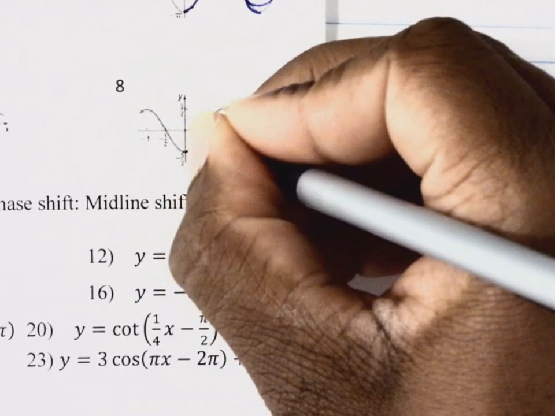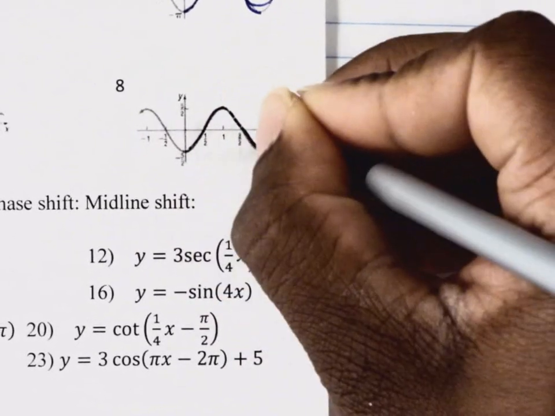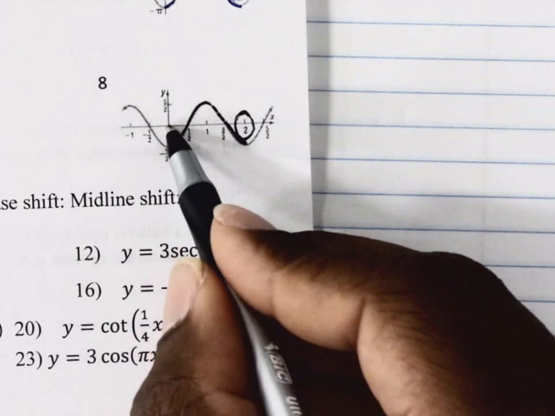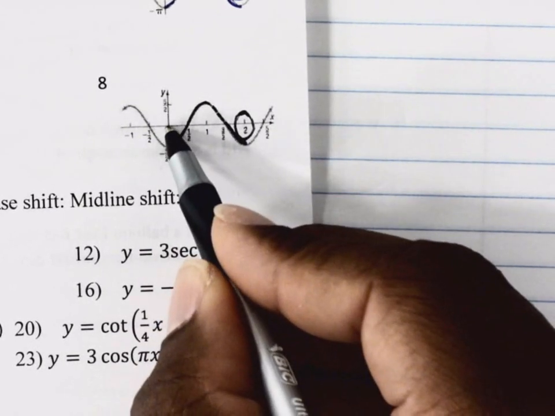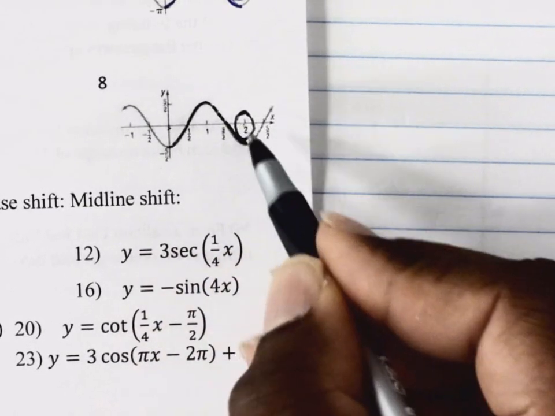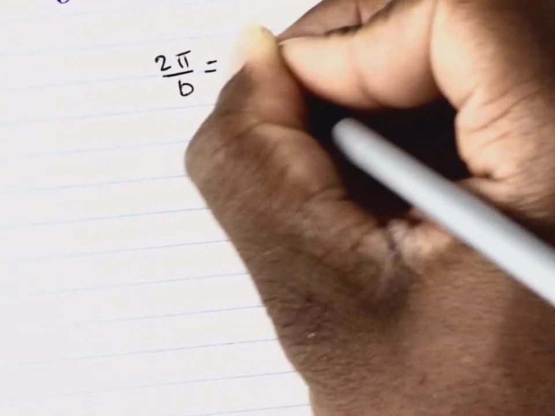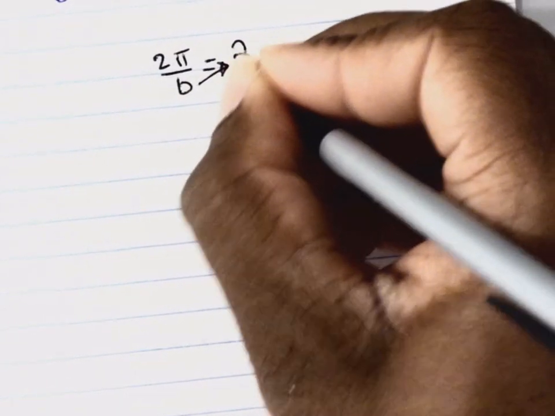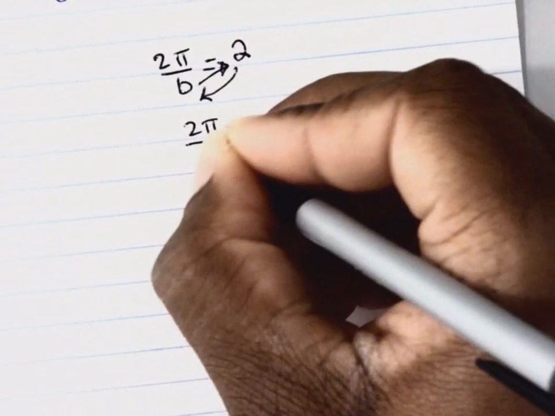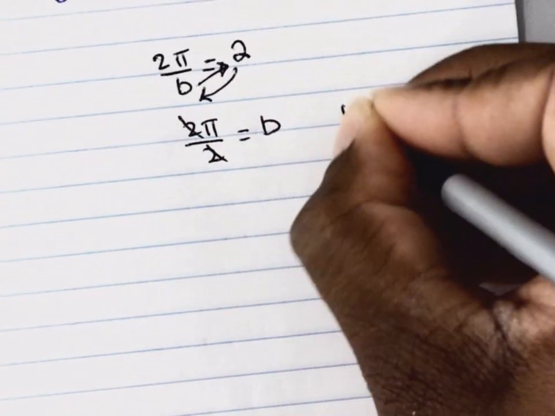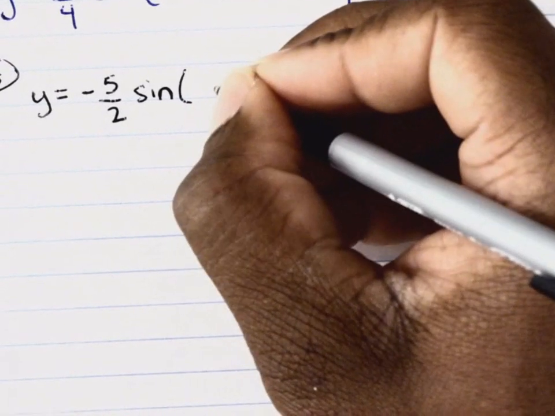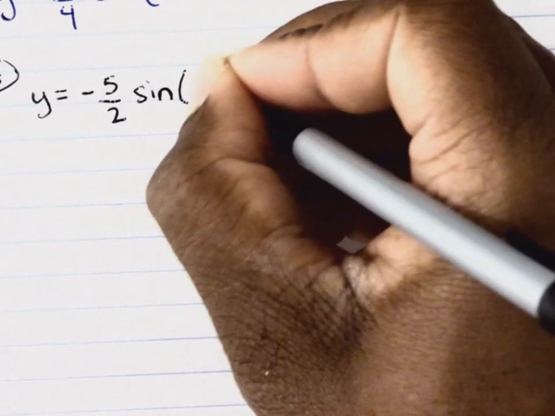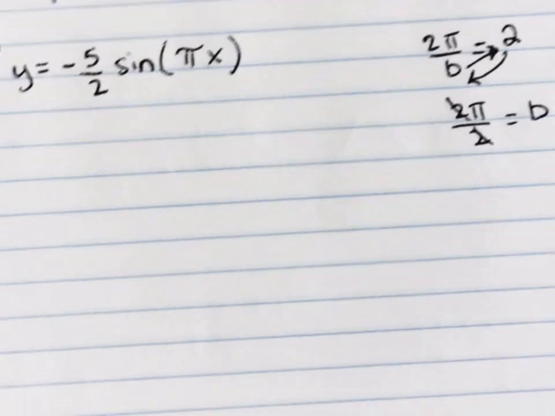So we start here, we go up, and we come back down, and it looks like the cycle completes at 2. I could also count, and make sure you include 0. 1, 2, 3, 4, 5, at the 5th point is where the period finishes. So I will set that equal to 2 pi over b. And then I'll solve. Multiply by b, divide by 2, I get 2 pi over 2 equals b. 2's cancel, so b equals pi. So this function will be y equals negative 5/2 cosine, and then pi times x.